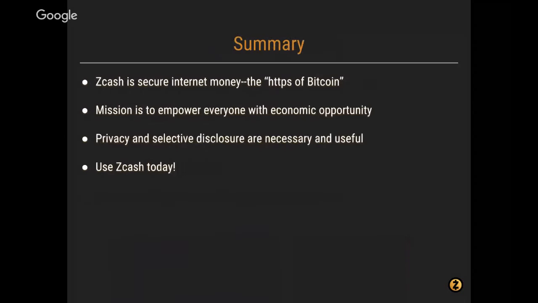In summary, Zcash is an open, global, secure form of internet money with a mission to empower everyone with economic opportunity. We call ourselves the HTTPS of Bitcoin because we encrypt all of your transactions on the public blockchain ledger. What differentiates it from other cryptocurrencies is privacy, and what differentiates it from other privacy coins is the ability for selective disclosure, the ability for you to decrypt your transactions and show people. Because of this capability and the added privacy, I sincerely believe that it is the cryptocurrency of the future and the cryptocurrency that can be used by everyone.